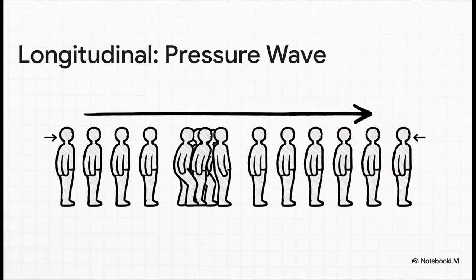Now, for a longitudinal wave, imagine a conga line where people start pushing the person in front of them. Each person just shuffles forward and back a tiny bit, right? But that push, that little squeeze or compression, travels all the way down the line. The movement of the people and the movement of the energy are going in the same direction. This is why it's often called a pressure wave.